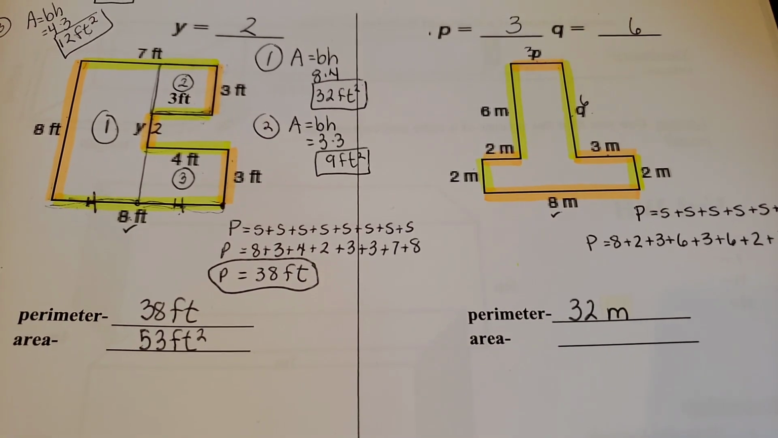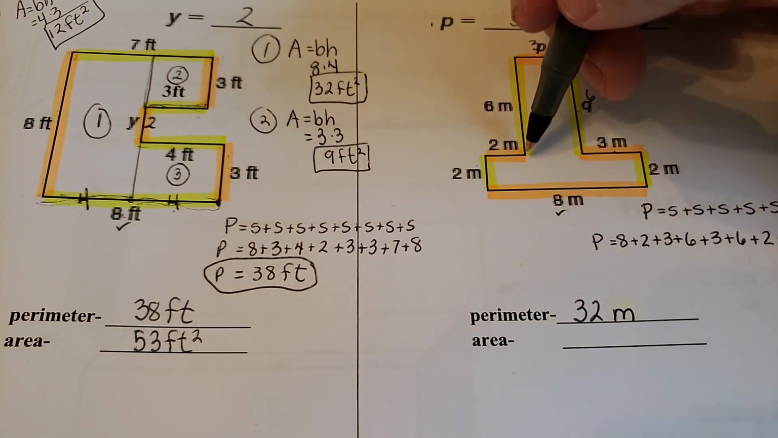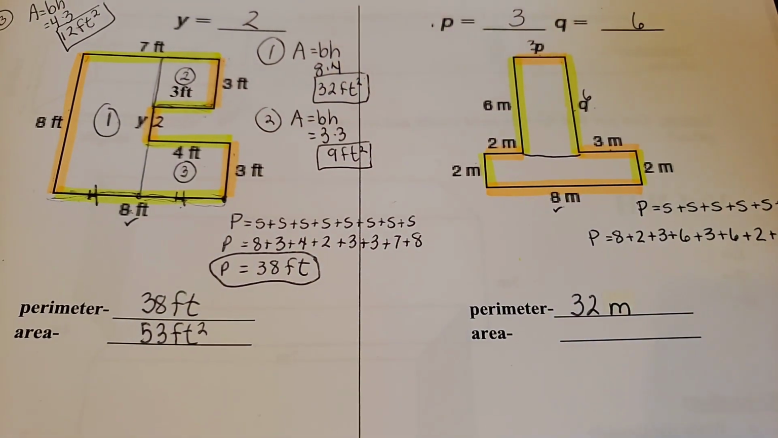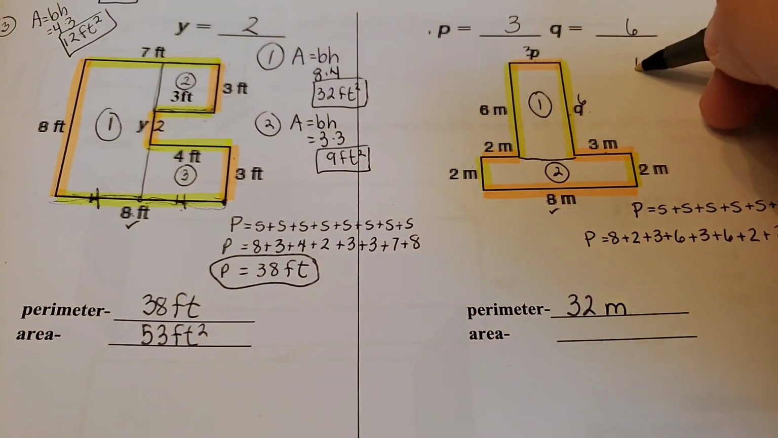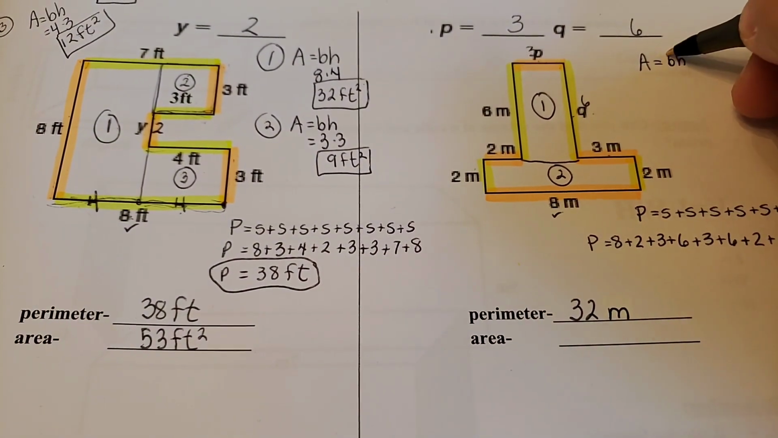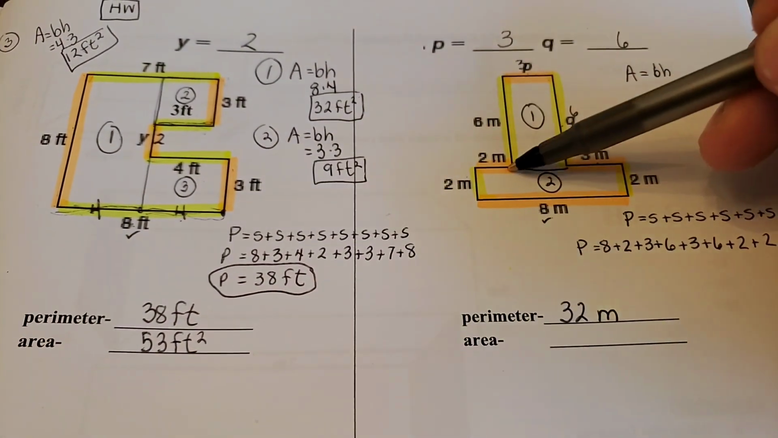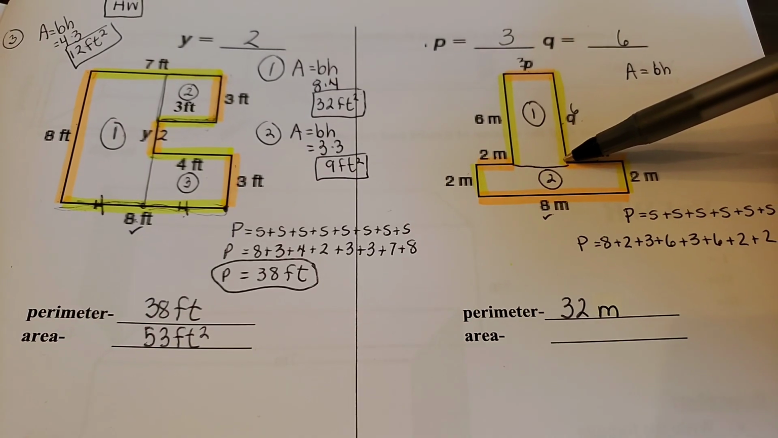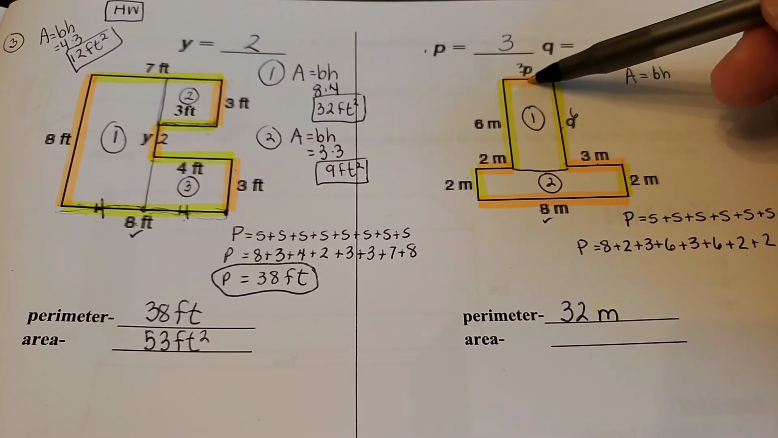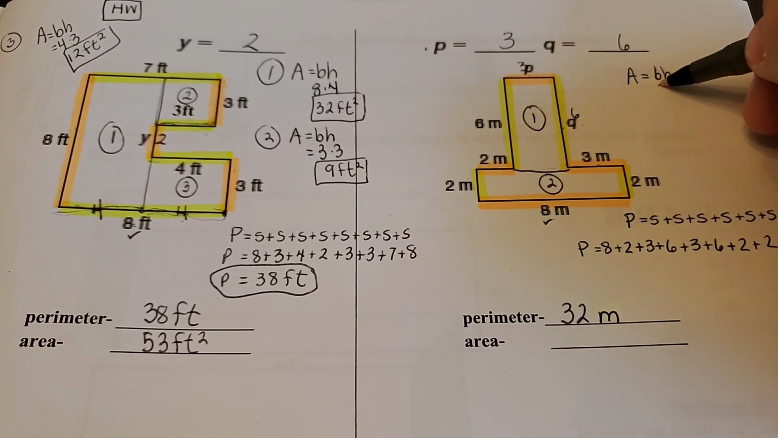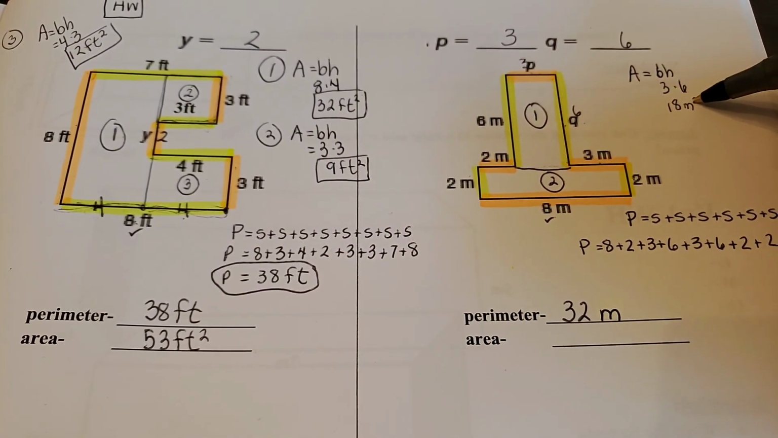So the perimeter is 32 meters, but I don't have that formula for this irregular polygon. So what I'm going to do is draw a line this way. So I have rectangle 1 and rectangle 2. Let's figure out the area of rectangle 1. I need a base and a height. Oh, wait, I don't have a base here, do I? Well, maybe I do, because opposite sides are congruent. So if this is 3, then this little line is 3. So let's go with base is 3. My height is 6. That's 18 meters squared.